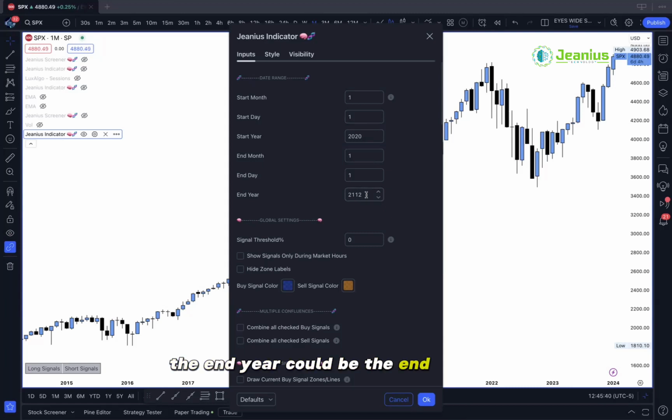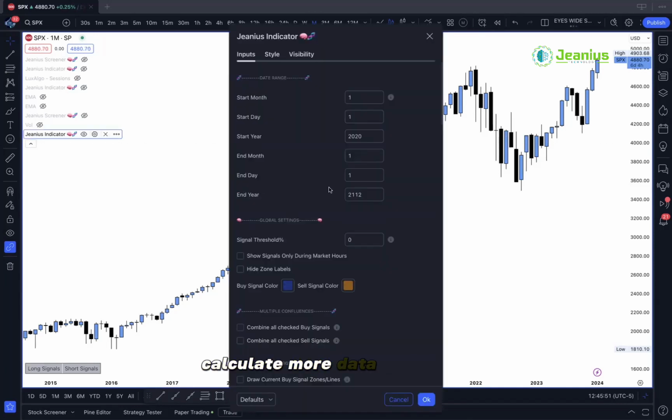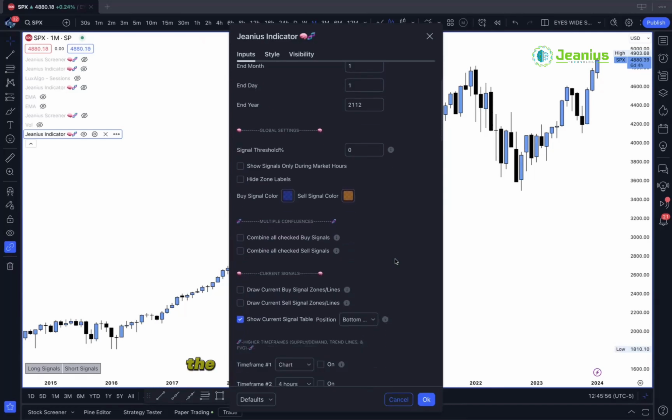The end year could be the end of 2020. It doesn't really matter, as long as it's further away from a date that we're going to encounter anytime soon, because obviously we won't be able to calculate more data after that, because it'll end at that time.